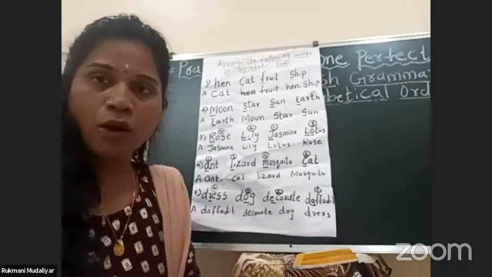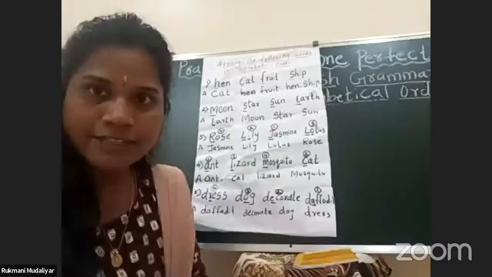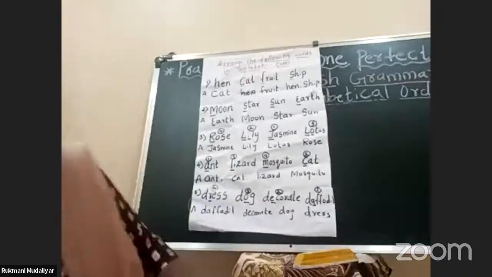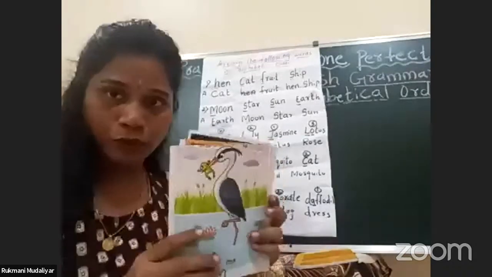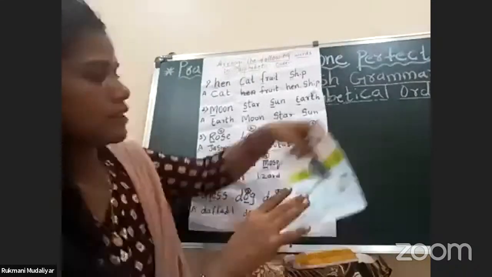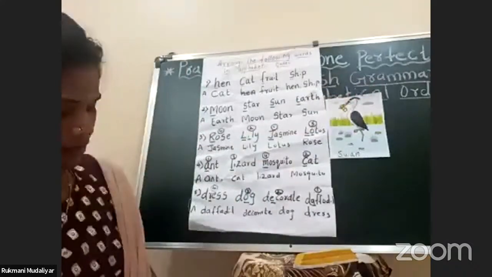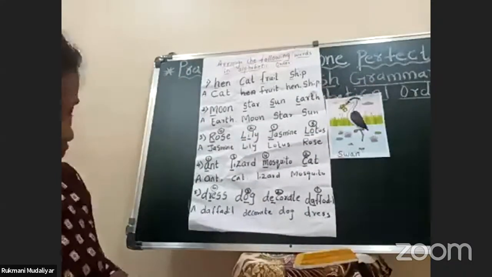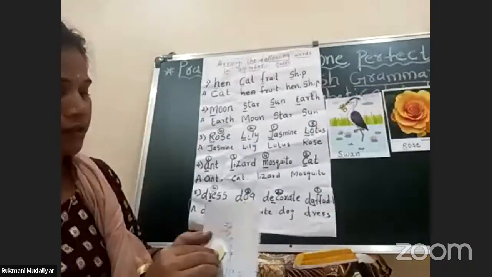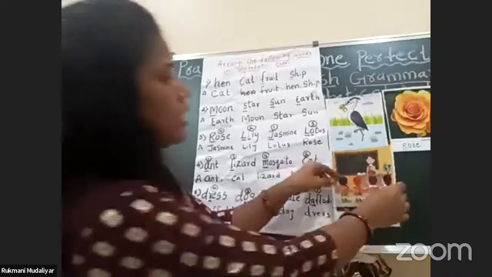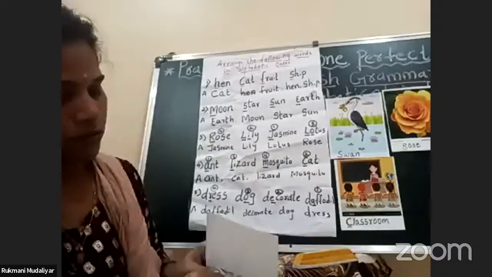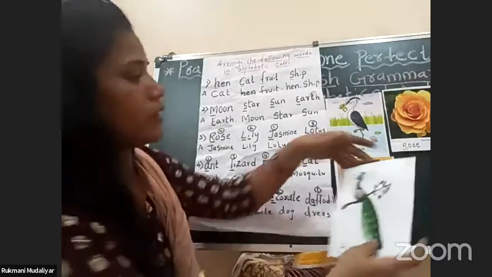Is it clear, children, now? Is it clear how to arrange the letters in alphabetical order? Did you understand? Okay. Now this one, I'm not going to tell. You have to answer me. Which will come first? See, I have swan. I have a rose. I have classroom. And I have peacock.